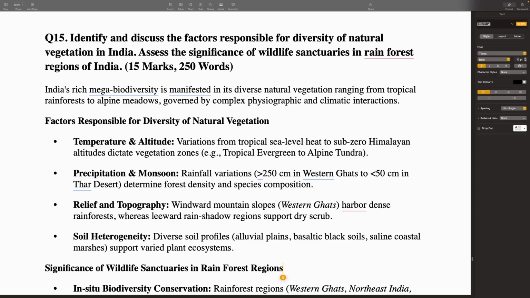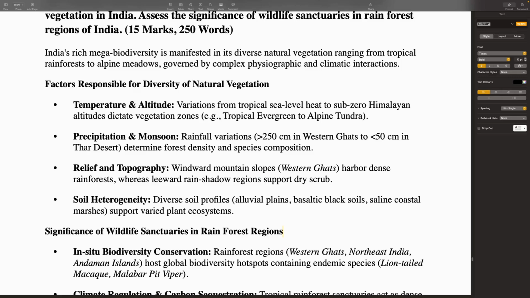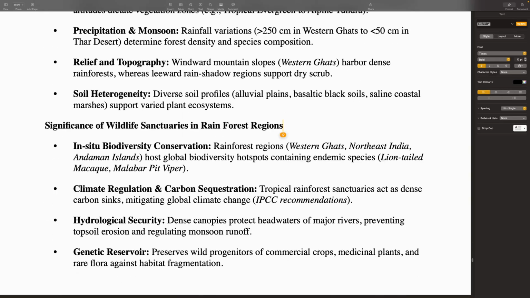Relief and topography: on windward mountain slopes, Western Ghats harbor dense rainforest, whereas the leeward rain shadow region supports dry scrub. Soil heterogeneity: diverse soil profiles, alluvial plains, basaltic black soil, saline coastal marshes support a variety of plant ecosystems.